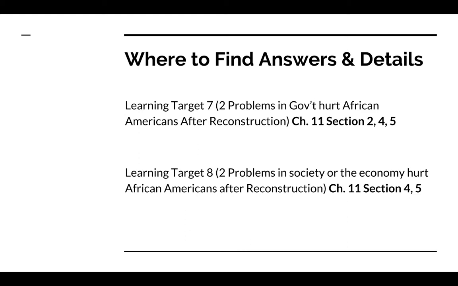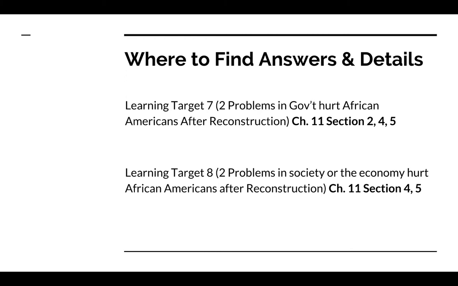Okay, and then our last two questions will be Learning Target 7, where you'll have to talk about two different problems that occurred in either local, state, or federal government that hurt African Americans after Reconstruction. So for this, you can look at Chapter 11, Sections 2, 4, and 5, and then Learning Target 8, you're looking for two problems within the society or the economy that hurt African Americans after Reconstruction. For this, look at sections 4 and 5 of Chapter 11.